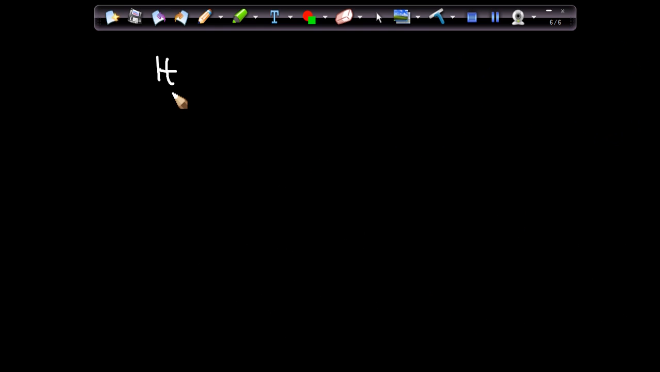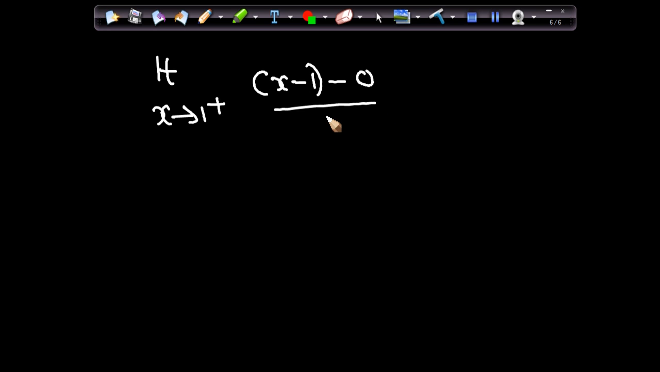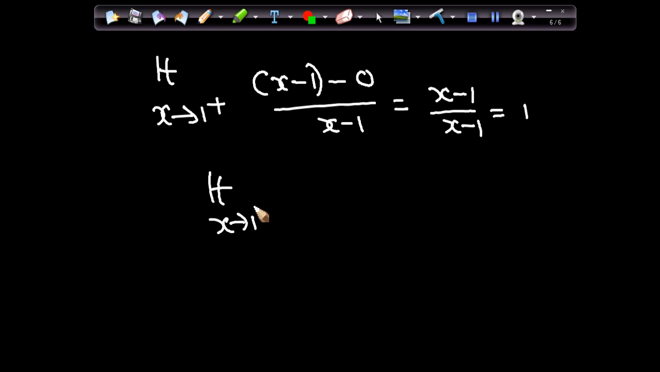If limit x tends to 1 plus, f of x is x minus 1. f of 1 would be mod of 1 minus 1, that is 0, divided by x minus 1. So this is the same as x minus 1 divided by x minus 1, which is 1. Limit x tends to 1 minus is minus 1. Limit x tends to 1 plus is plus 1. So the left hand limit is not equal to the right hand limit. So the limit does not exist. Hence the differentiation of this function does not exist at the particular point 1.